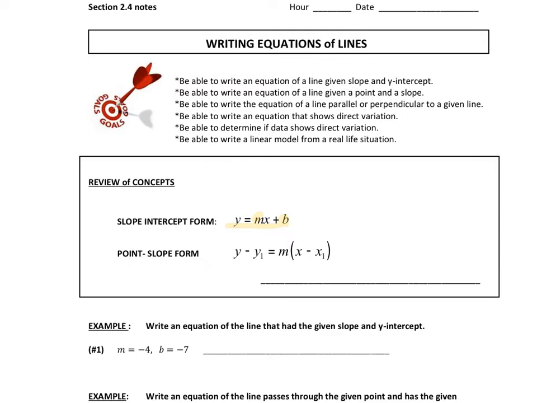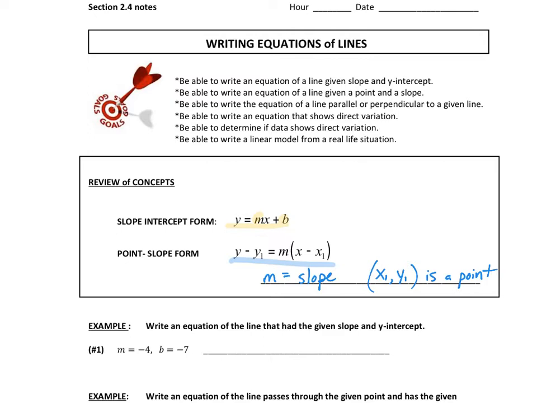And then point-slope form is a little bit longer. We call that point-slope form because if you have a point and you have the slope, this one's easier. So in these, m is the slope. X1, Y1 is a point. Sometimes they may give you a point, just so you know, X1, Y1 is the point they give you.